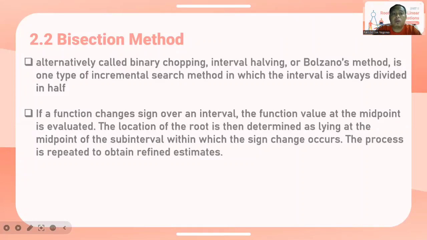The bisection method, alternatively called binary chopping, interval halving, or Bolzano's method, is one type of incremental search method in which the interval is always divided in half. If a function changes sign over an interval, the function value at the midpoint is evaluated. The location of the root is then determined as lying at the midpoint of the subinterval within which the sign change occurs. The process is repeated to obtain refined estimates.